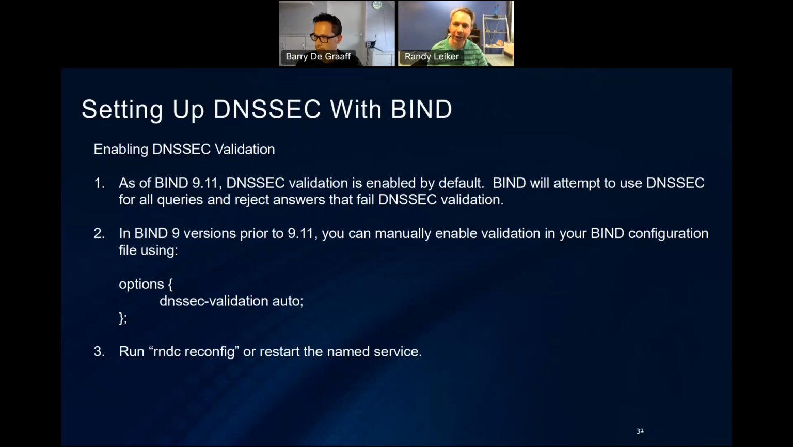But if you're using a BIND version earlier than 9.11, then you will need to enable it manually in your BIND configuration file within the options section as shown on the slide. Once enabled, this again is going to require BIND to use DNSSEC validation for all queries and to reject any DNS answers that fail DNSSEC validation.